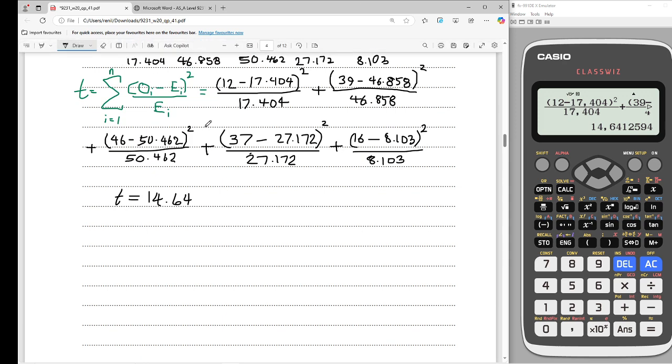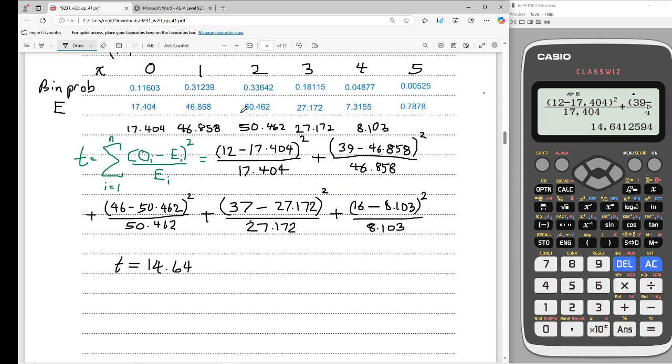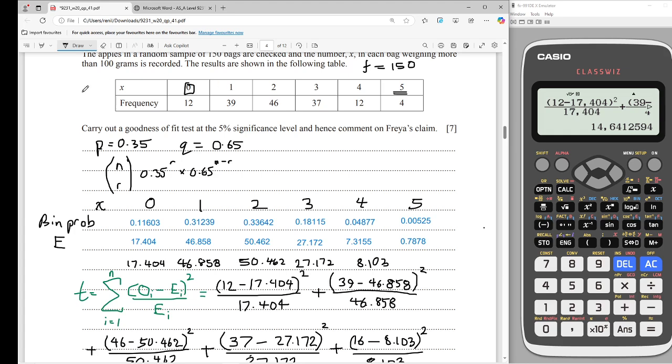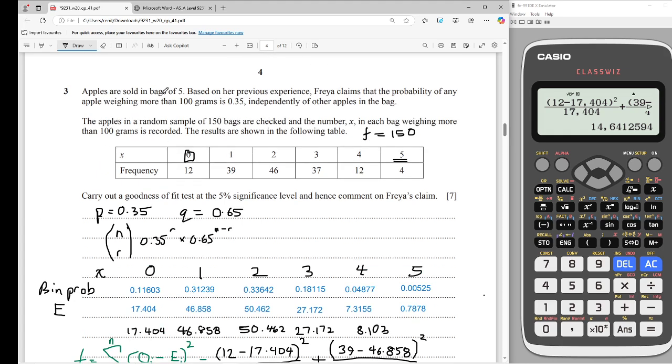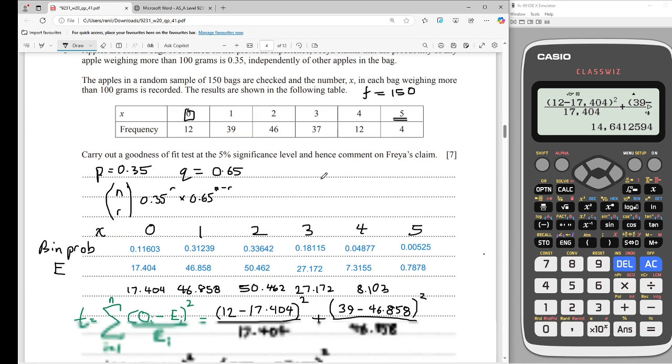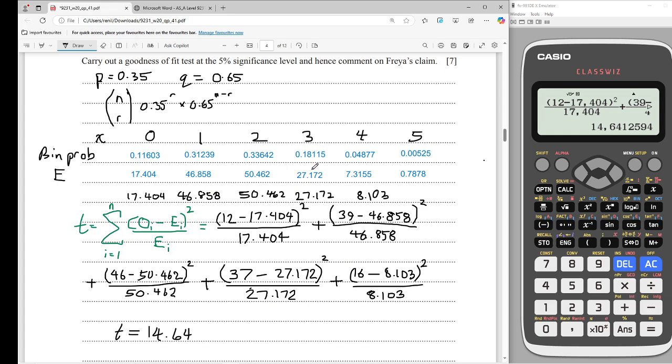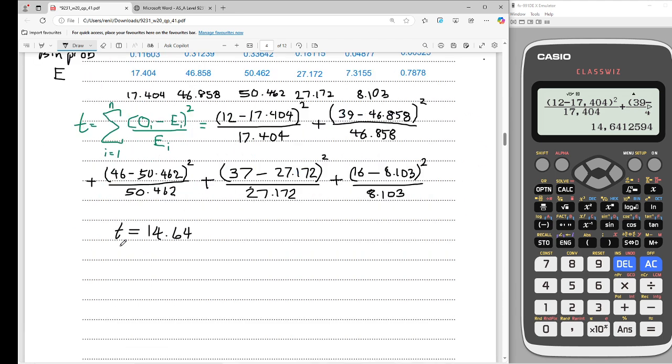Next, we need to find the critical value. For the critical value, there are a few things that need to be considered when we're doing a goodness of fit test with the binomial approximation. First of all, we don't do the number of x values minus 1, because we would get an incorrect degree of freedom, since we considered our expected value as a combination of the last two columns, which means that the total number of terms considered for the expected value is 5, and therefore degree of freedom equals 5 minus 1, which is equal to 4.